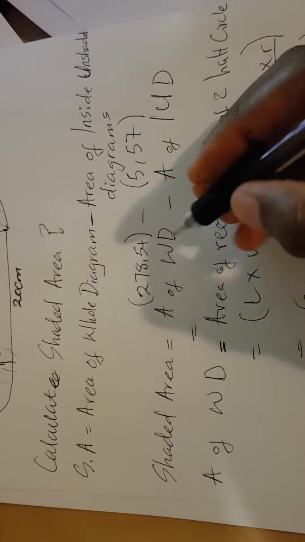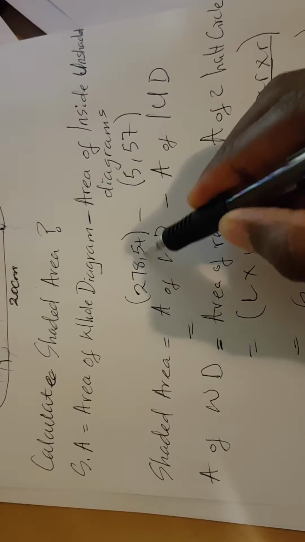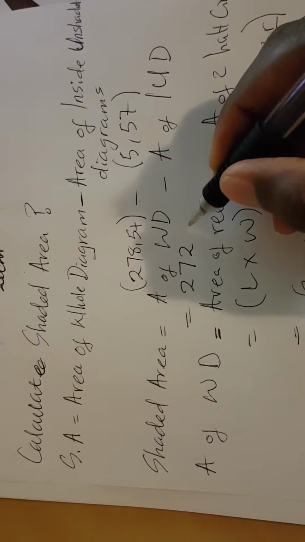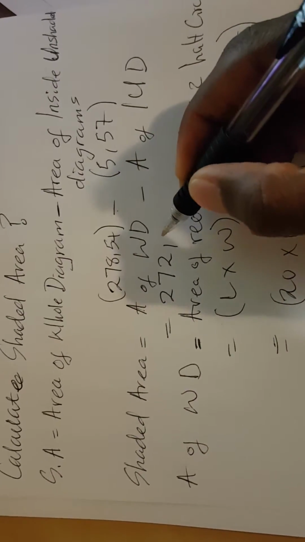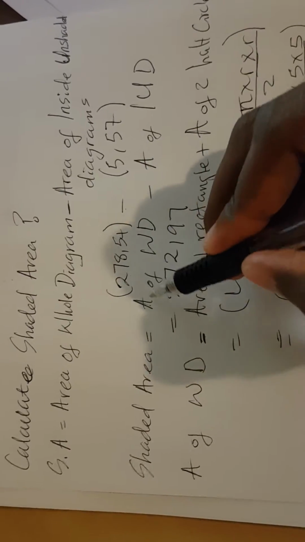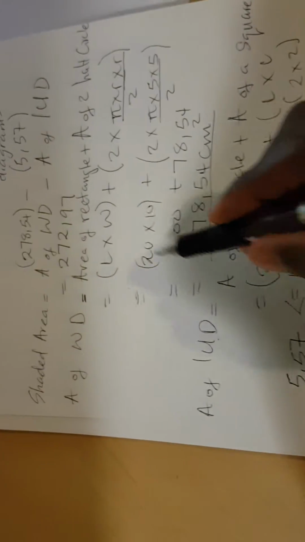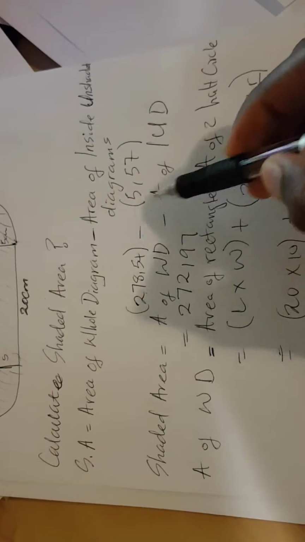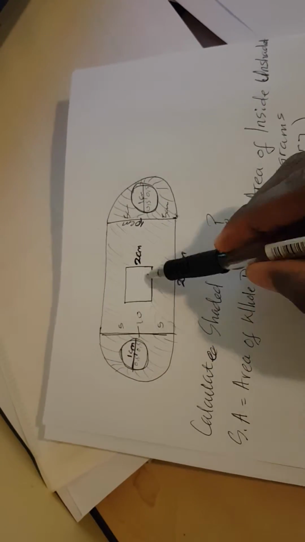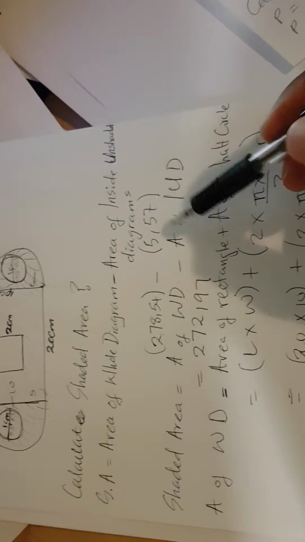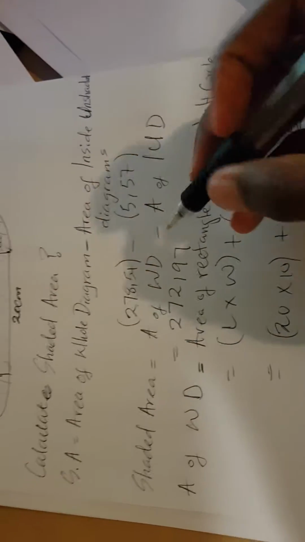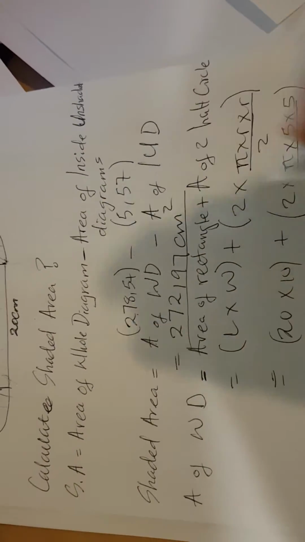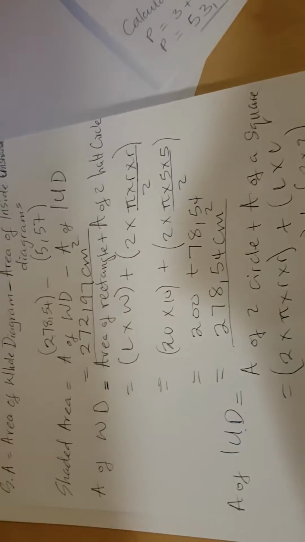Now, what is the shaded area? The shaded area will amount to 278.54 minus 5.57, and then we'll see our shaded area, so our answer will be 272.97. We calculated the area of the whole diagram and got 278.54, minus the area of the inside shaded diagrams, which we got as 5.57, and then we're remaining with the shaded area. It's going to be centimeter square, because it's area, so the units will be centimeter square. So that will be our answer.